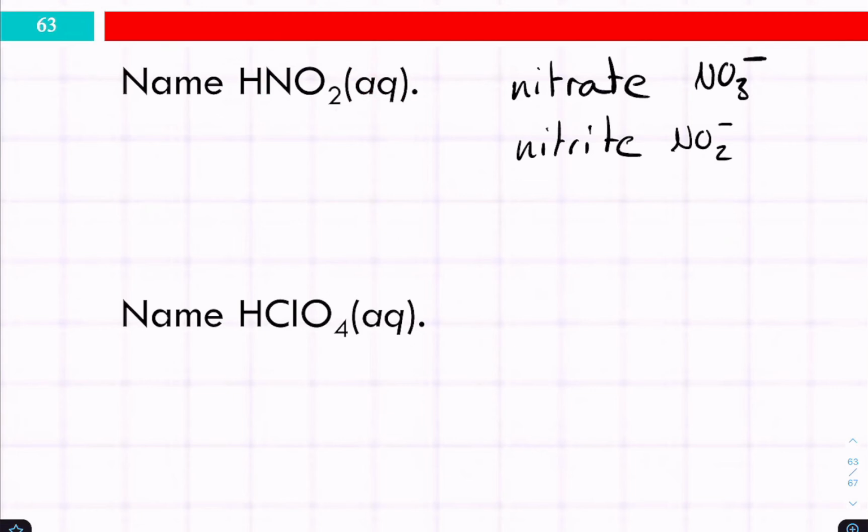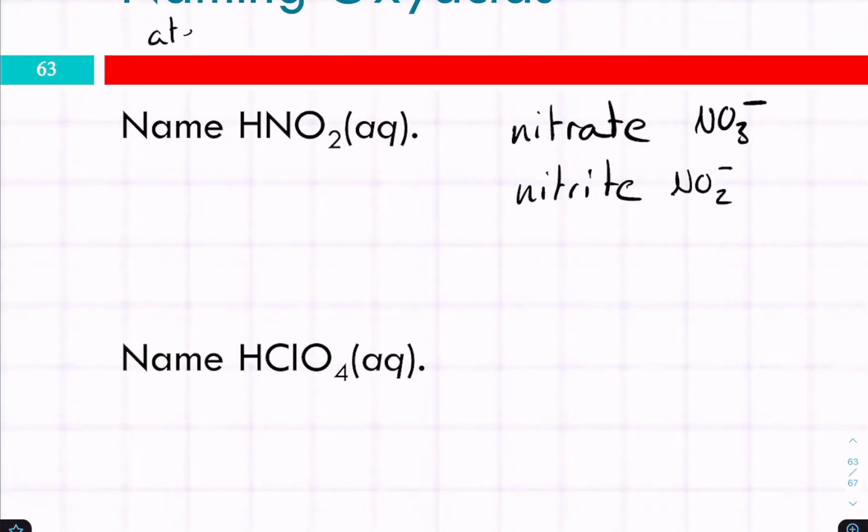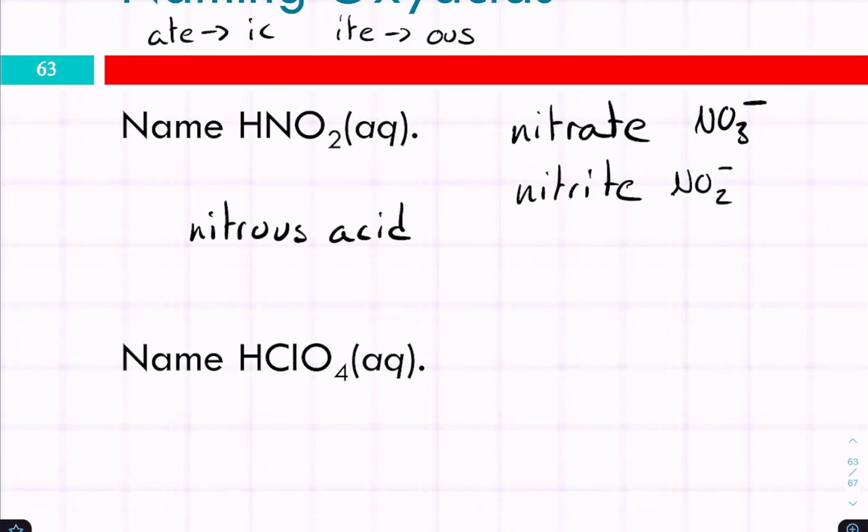So, all right, it's up here. We change ATE to IC. We change ITE to OUS. So the name of this acid would be nitrous acid. All right, so we change this ITE, because we have nitrite. Change the ITE to OUS, nitrous acid. Notice no hydro in front.